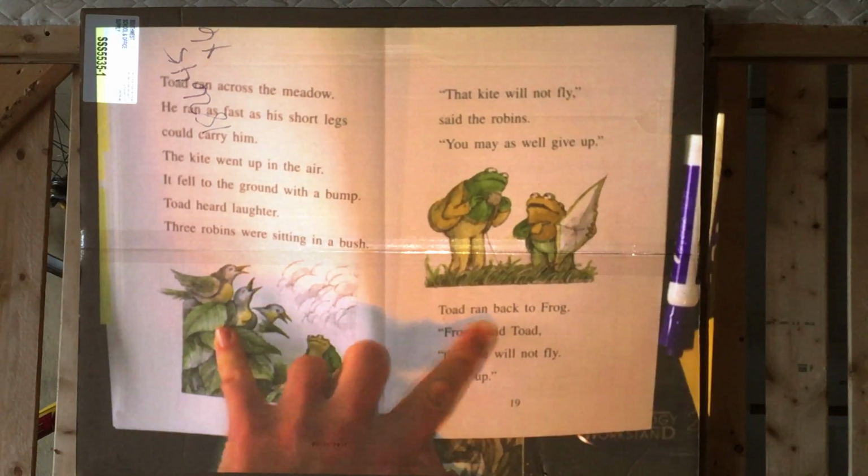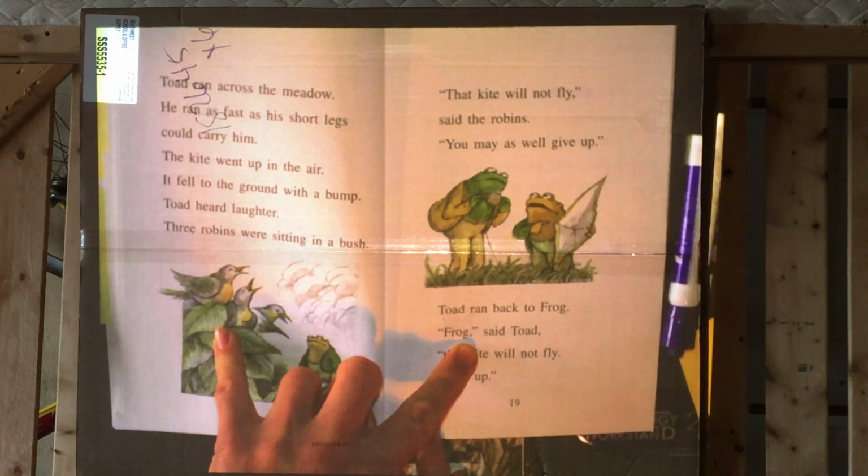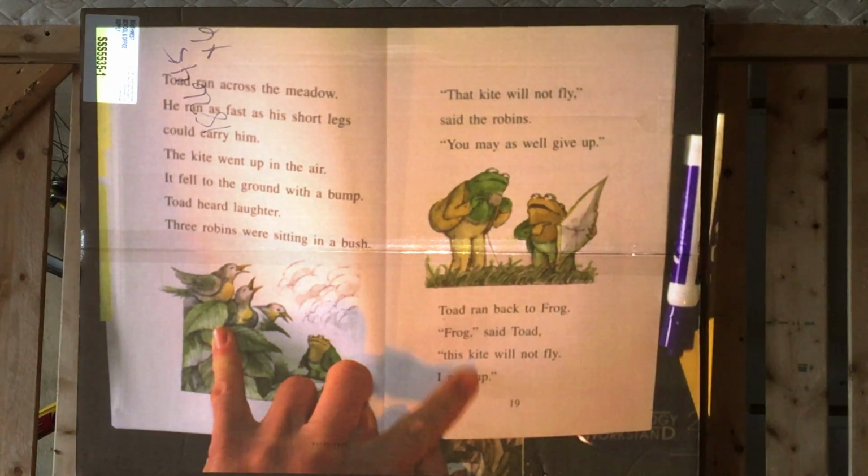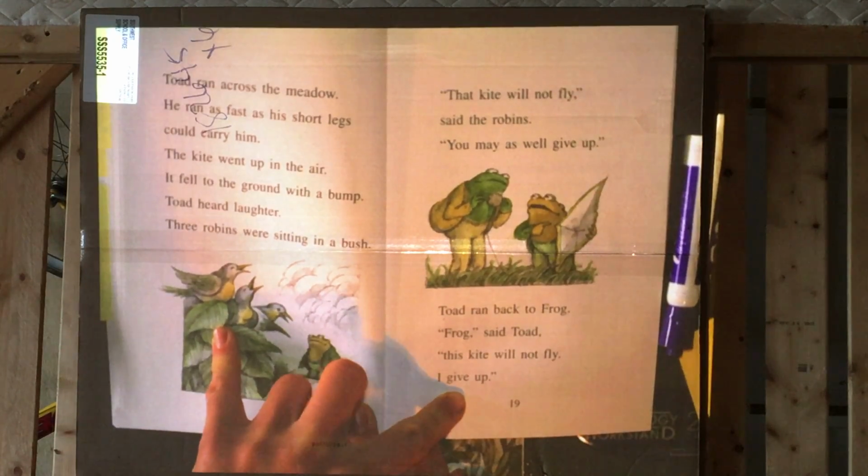Toad ran back to Frog. Frog, this kite will not fly. I give up.